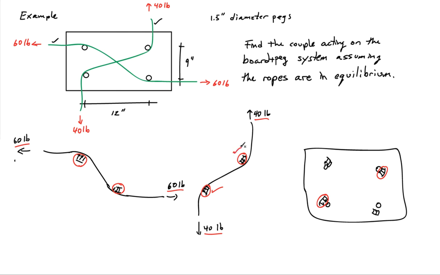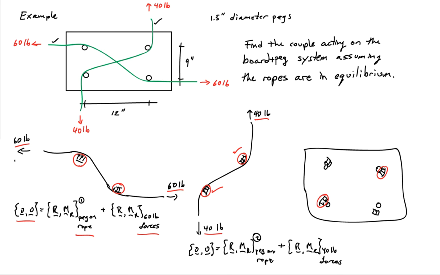Okay. Now, I don't know very much about this complex interaction, but I know that this interaction has a net resultant force and net resultant moment. And that's actually enough to be able to come to a solution in this problem. So if I look at the equilibrium equation for the first rope, I have that the net resultant force and moment are equal to 0, and that's composed of 2 parts: 1, the pegs acting on the rope, and 2, the 60-pound forces. I can do the same thing for the rope with the 40-pound forces. There's the pegs acting on the rope, and there's the resultant force and moment due to the 40-pound forces.